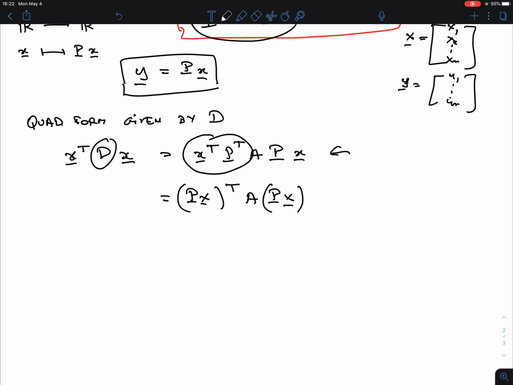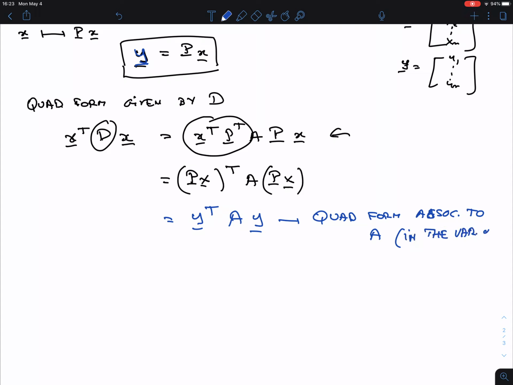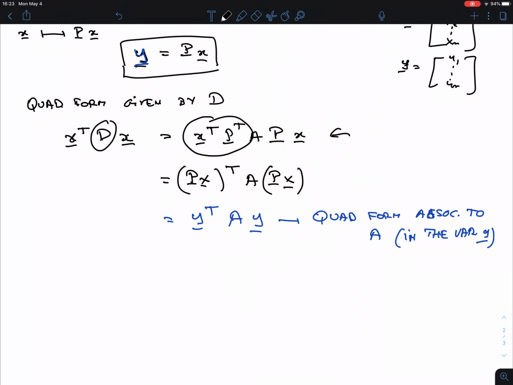Now this is what I called y, right? So let me use the color here. This was y. So let's replace this by y. So y transpose A y. Oh, but this is the quadratic form associated to the symmetric matrix A, well, in variables y. In the variables y. But okay, variables are variables, right? We can name them whatever we want. And the original one was in the variables x.